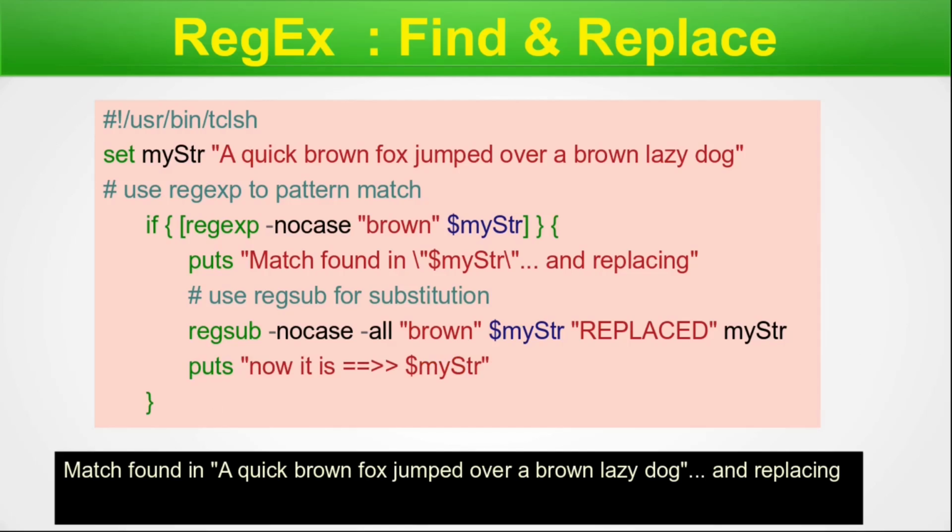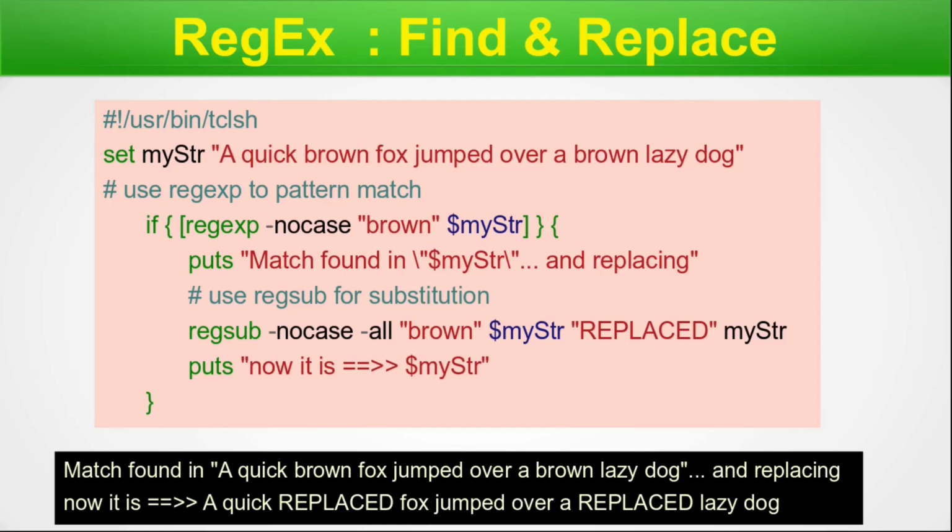We close it. As we execute this regsub, what we get now is: quick replaced fox jumped over a replaced lazy dog. Okay, so brown is used twice in the whole string and it has replaced all of them. So that is the purpose, so is that all.